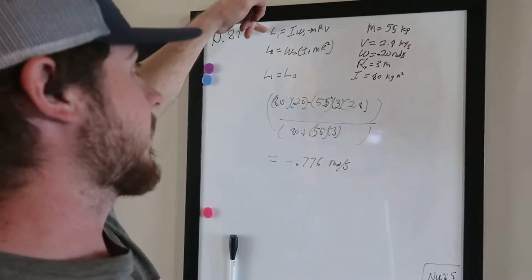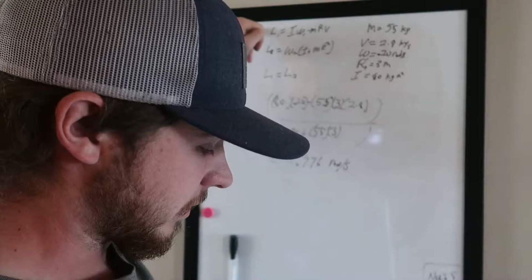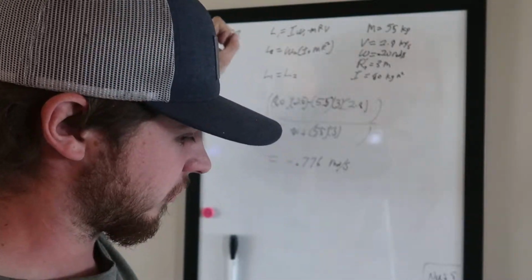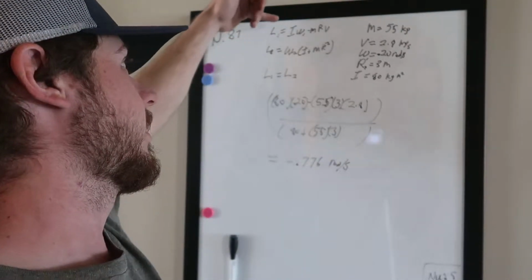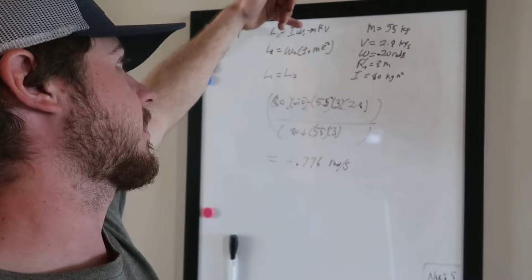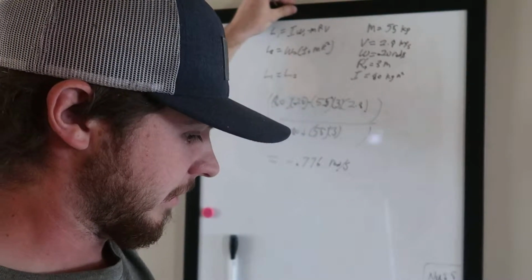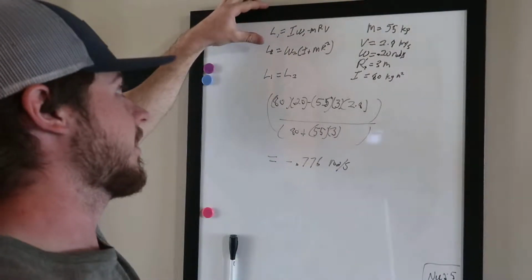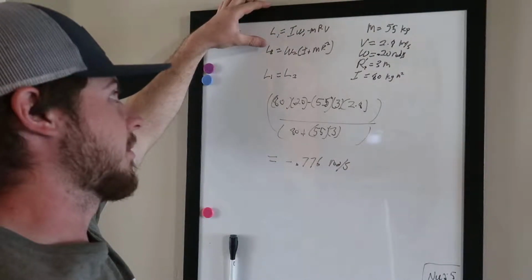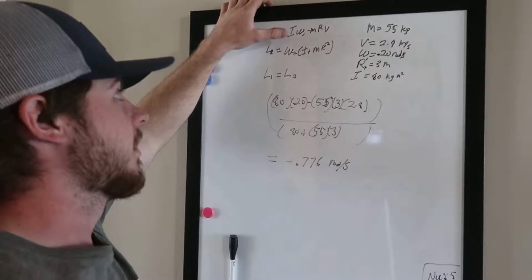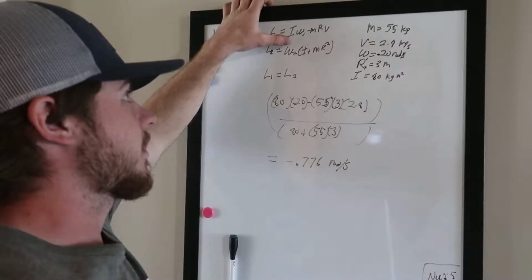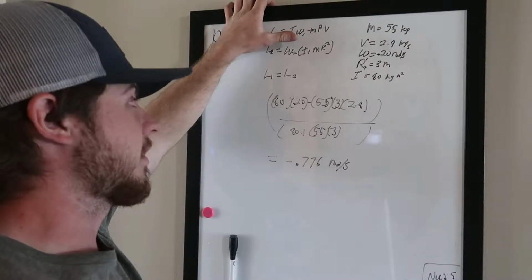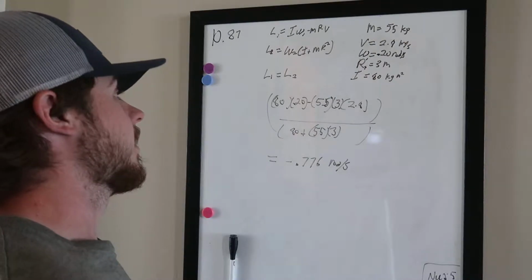And then we know that the initial angular momentum is going to be equal to the inertia multiplied by the angular velocity minus the mass multiplied by the radius multiplied by the velocity, and then the final angular momentum is going to be equal to the final angular velocity multiplied by the inertia plus the mass times the radius squared.